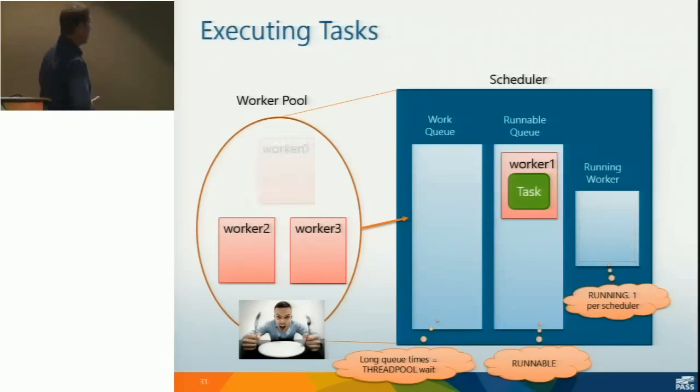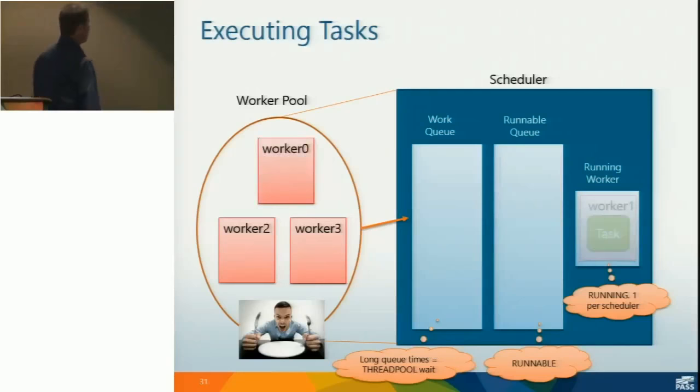Now, when worker 0 is done, it goes back to the pool, it's finished with its task. Now worker 1 can run its task. That is the basics and the simplest form of how we do this. A task comes in, we bind to it, we put them in the runnable queue, and then you start running.